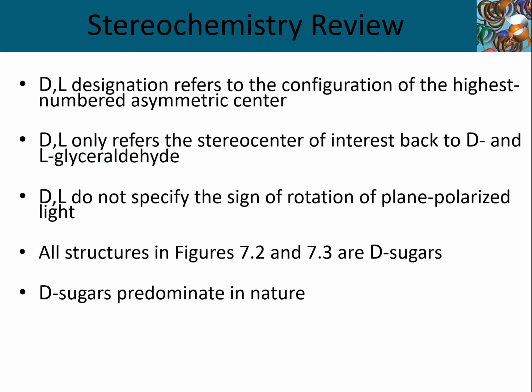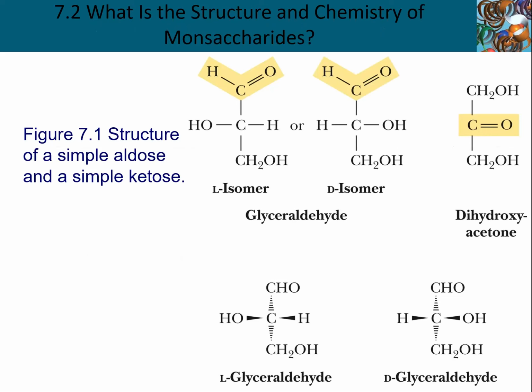Let's see here. Was there something else? No. Okay. So let's take a look at structure of monosaccharides first, and we'll just build from there. So these are your simplest aldose and simplest ketose coming up. We've got glyceraldehyde, which is an aldose because it's an aldehyde, and we have 3 carbons in the chain.